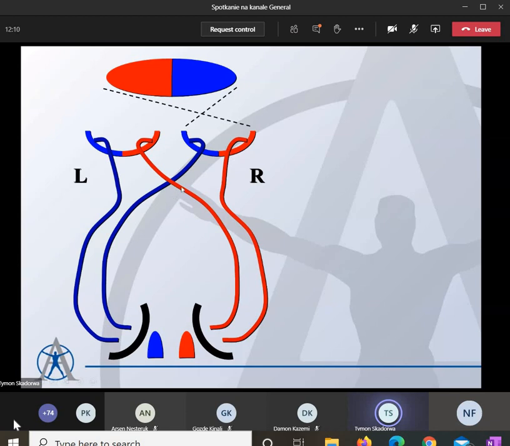This is why the optic chiasma is sometimes called the partial chiasma, because only half of the fibers cross. So this is the level of the optic chiasma. As you may see, all the fibers that register the same part of the visual field run to the same part of the cortex on one side or on the other.